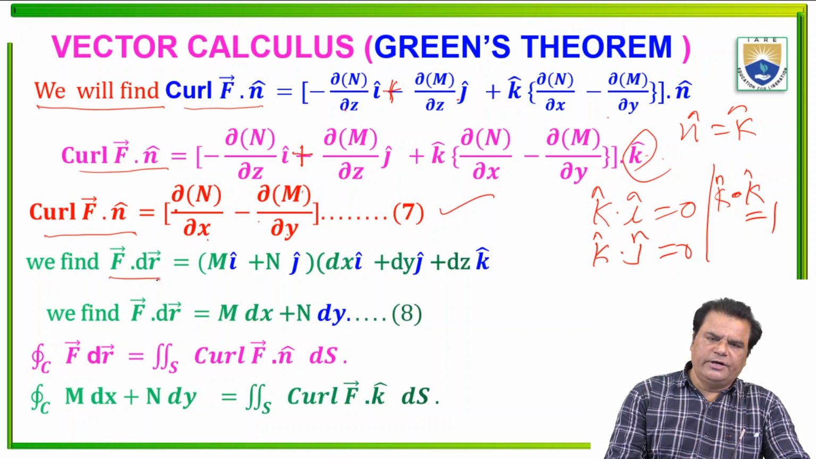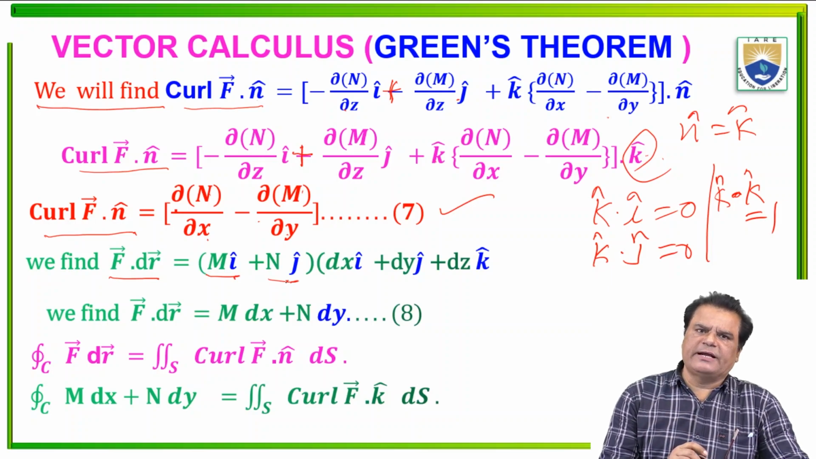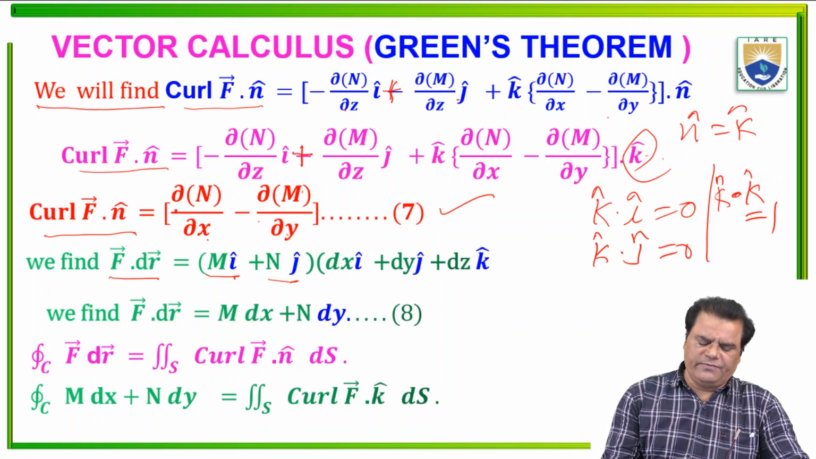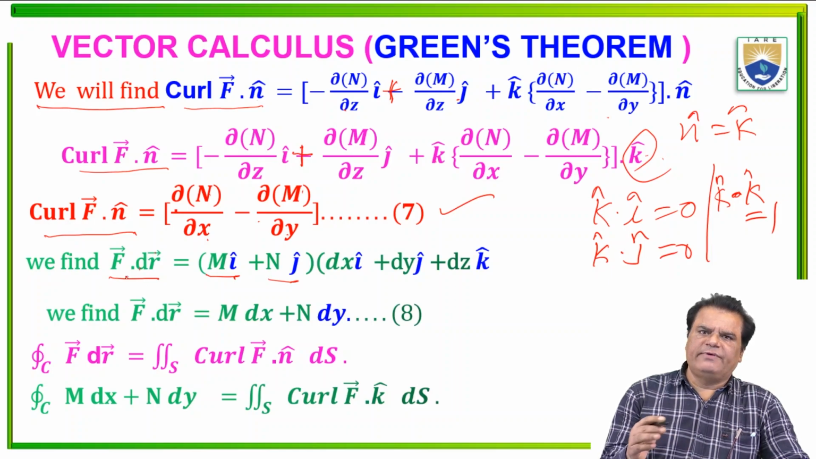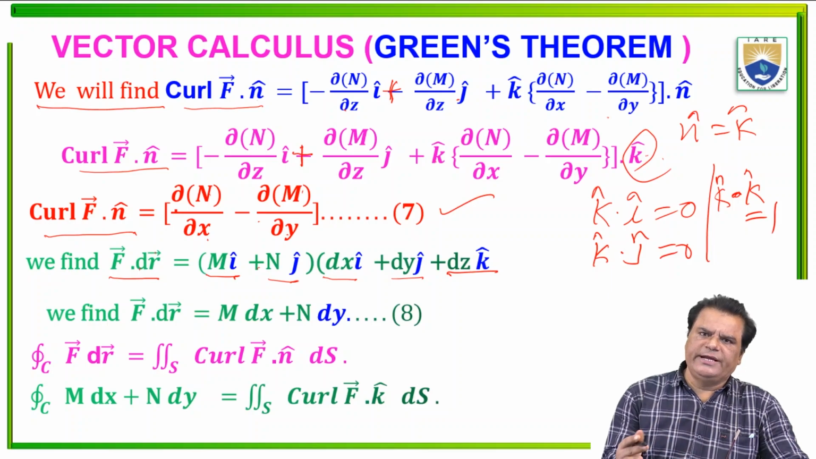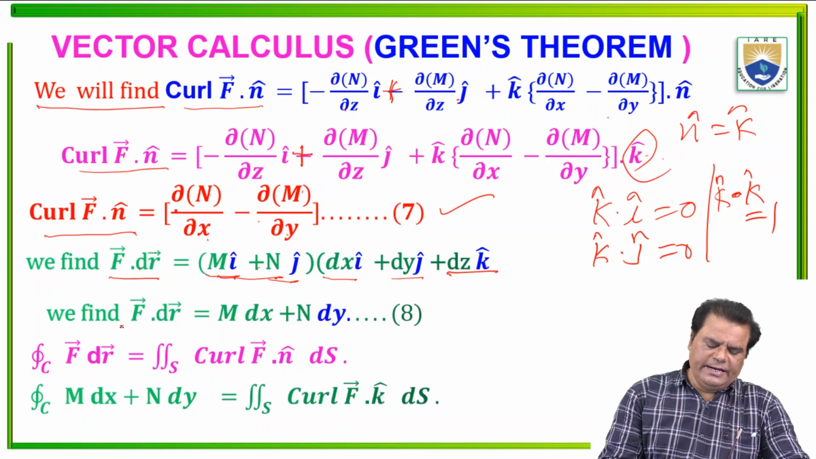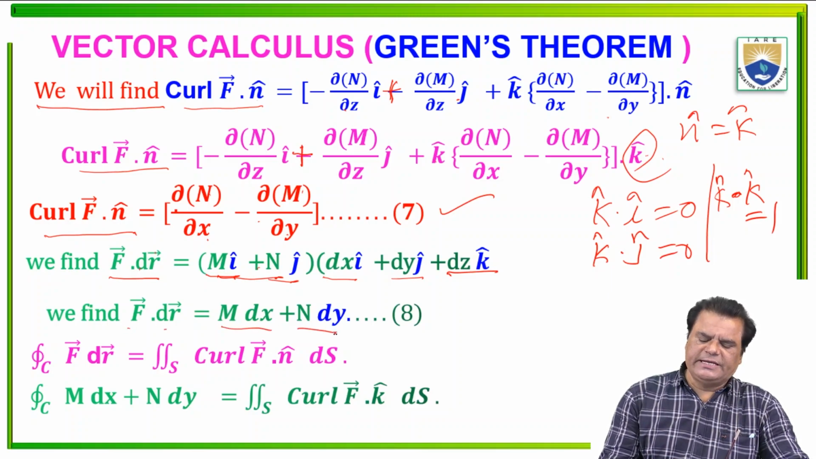We find f dot dr, f vector and dr vector. F vector is mi plus nj, a two dimensional vector. F is a vector point function. And dr vector is the differential of the position vector r, so we write dx i cap plus dy j cap plus dz k cap. Now taking the dot product on both sides, i to i, j to j and k to k. But in the first vector there is no k. So f dot dr equals m dx plus n dy.